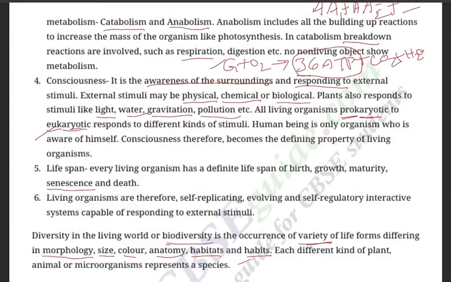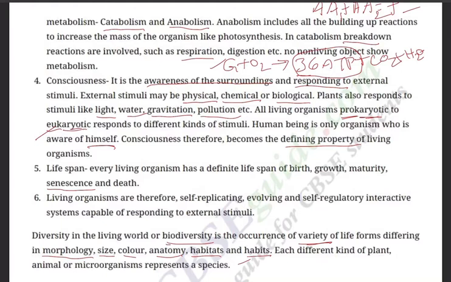And the next character, consciousness. It is the awareness of the surroundings and responding to external stimuli. External stimuli may be physical, someone touches you; chemical, because of your hormones; biological, enzymes. Plants also respond to stimuli like light, water, gravitation, pollution. One of the best examples that we can give is the touch-me-not plant. So all living organisms, prokaryotic to eukaryotic, respond to different kinds of stimuli. Human being is the only organism who is aware of himself. So consciousness therefore becomes the defining property of living organisms.